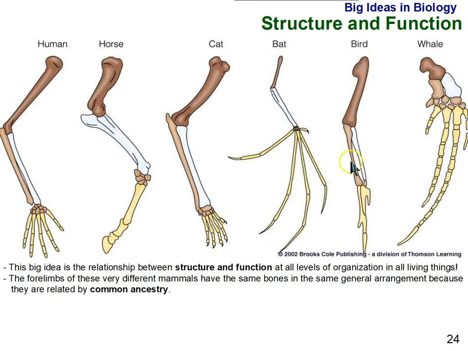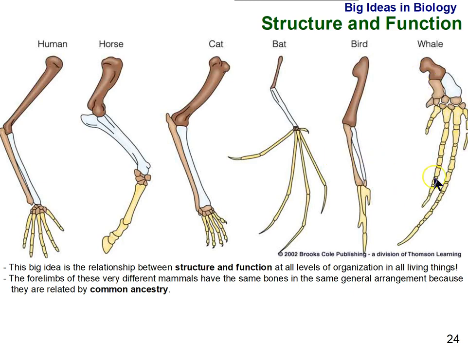Notice the difference, though, between the bat's wing and the bird's wing. Even though they're both for flight, they have evolved a different structure to carry out that same function, and that's because they evolved flight separate from each other. In other words, bats are not related to birds, and birds are not closely related to bats. They evolved the ability to fly independent of one another.